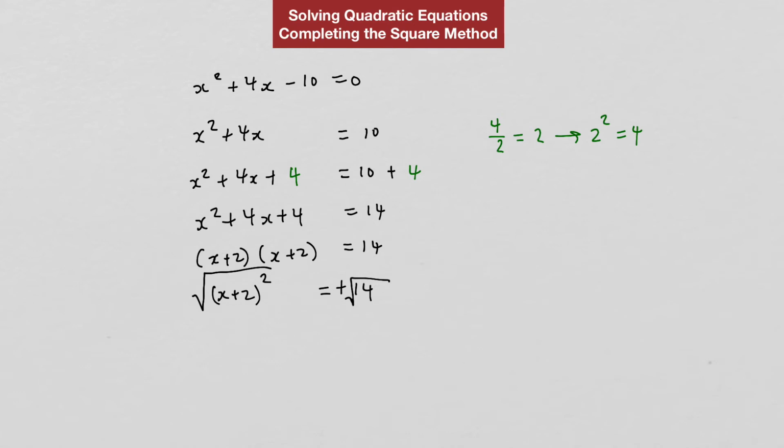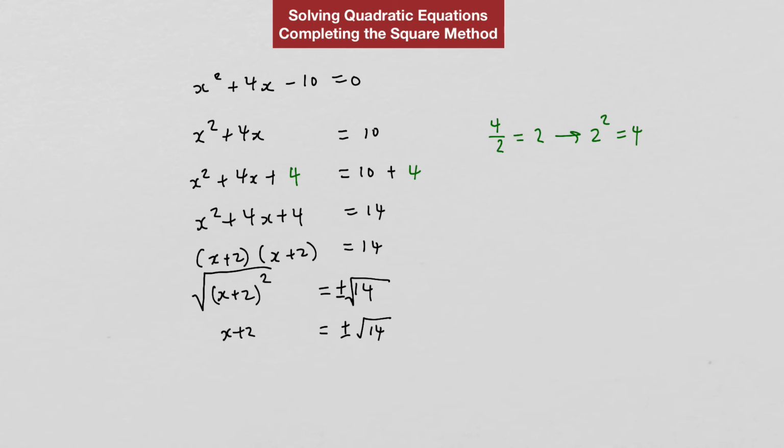Let me make that a little clearer. Plus or minus. Okay, now on this side over here, the square root of (x plus 2) squared just becomes x plus 2. And this is equal to plus or minus the square root of 14. The factors of 14 are 1 and 14, and 2 and 7. None of those are perfect squares, so we're going to leave that as the square root of 14.